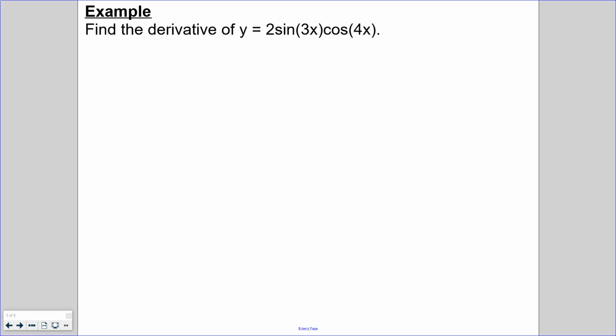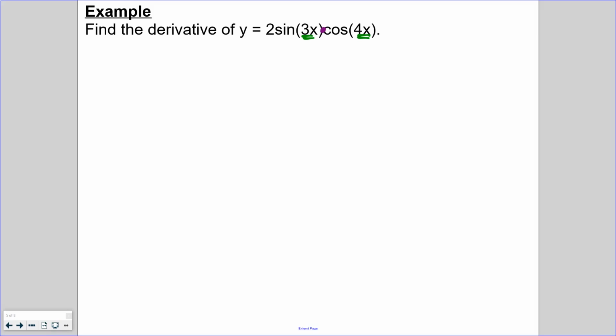All right, next example, we want to find the derivative of y equals 2 sine of 3x times cosine of 4x. And now, we are going to have to use the product rule here because we have multiplication, but we're also going to have to use the chain rule because we can see that we have insides to both of our sine and our cosine function.